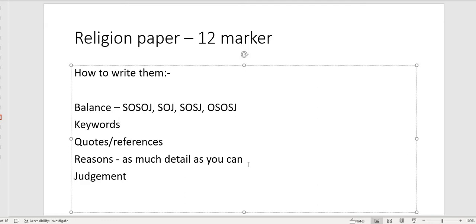Other things to remember for this, because you can't really use outside contemporary examples like you can in the ethics paper to give detail. So your detail needs to come from key words, quotes and references. This is where your preparation using flashcards comes in. When you're giving reasons and developing those points, as I'll show you how to, you need to give as much detail as you can. Even if it feels like you're waffling, the more detail you can give, the better.